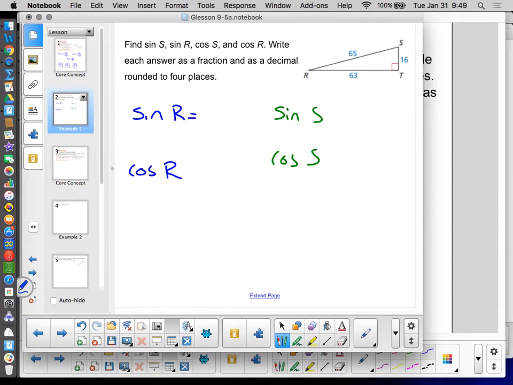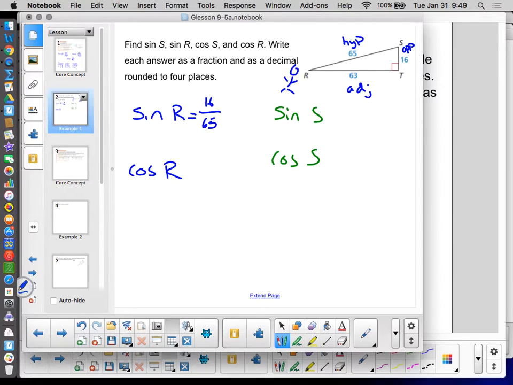So sine of R. Well, R is my perspective. When R is my perspective, the 16 is the opposite side. The 65 is the hypotenuse, and 63 is the adjacent. So just like before, the first thing you want to do is establish perspective and name the sides according to your perspective. The sine of R is the ratio of the opposite over the hypotenuse. The opposite is 16. Hypotenuse is 65.